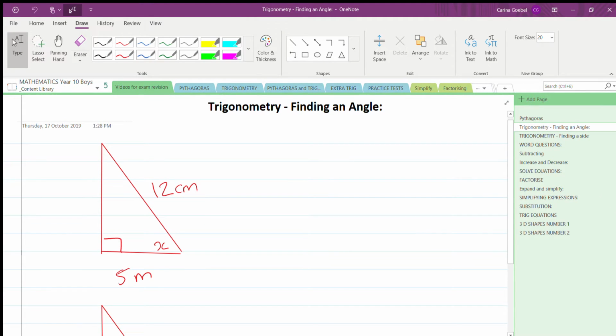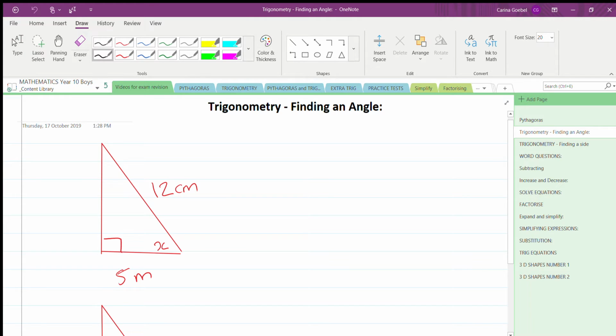Okay, looking at finding an angle. Whenever an angle is involved, we would need to use trig. So step one is you are going to label. Always label first.